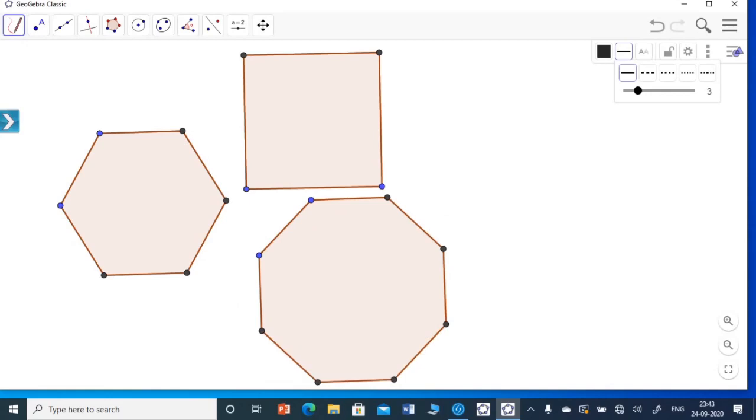The equal sides in a regular polygon is represented by this symbol. See, by drawing a small line on the side. This represents the sides are equal. We represent equal sides by drawing a small line on the sides. That means sides are equal. These are called regular polygons.